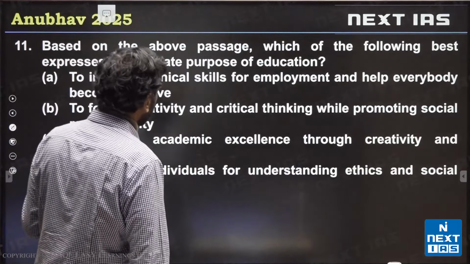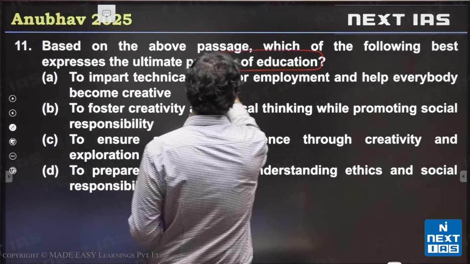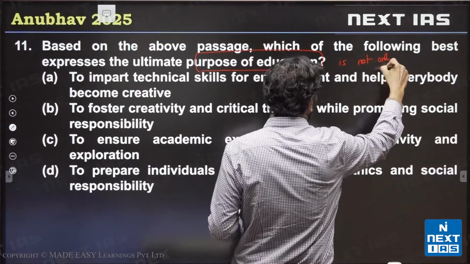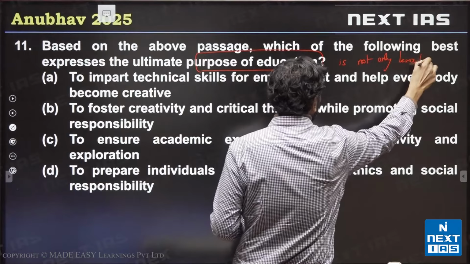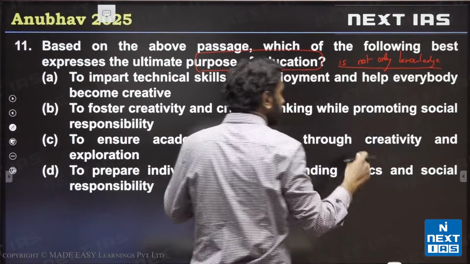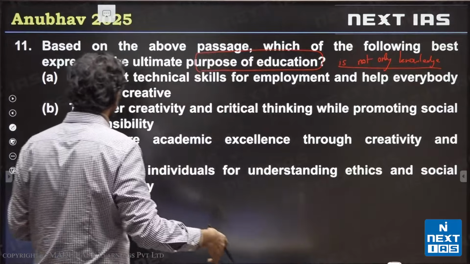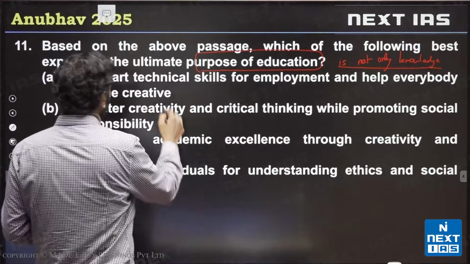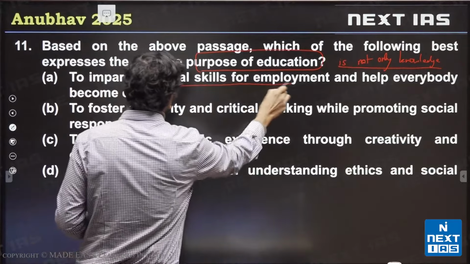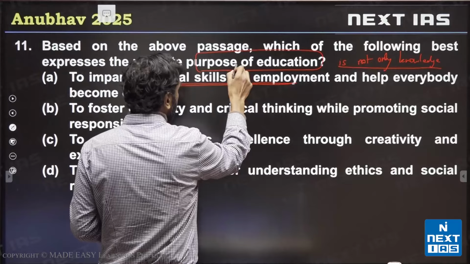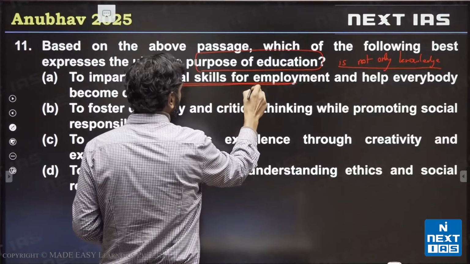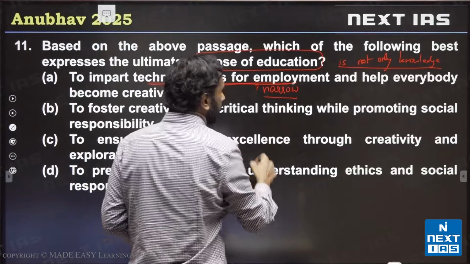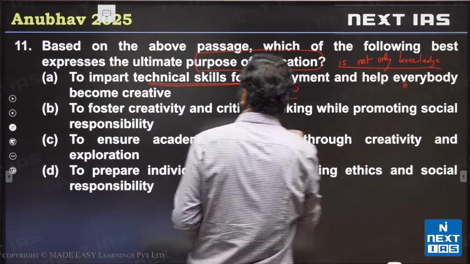Let's look at A, to impart technical skills. We are looking for purpose of education. The author says purpose is not only knowledge, right? This is very clear from the passage. It's not just knowledge, it should be stuff more than knowledge. So A says to impart technical skills for employment and help everybody become creative. Impart technical skills for employment. This, if we are trying to capture ultimate purpose of education, is narrow or incomplete, right? And help everybody become creative.